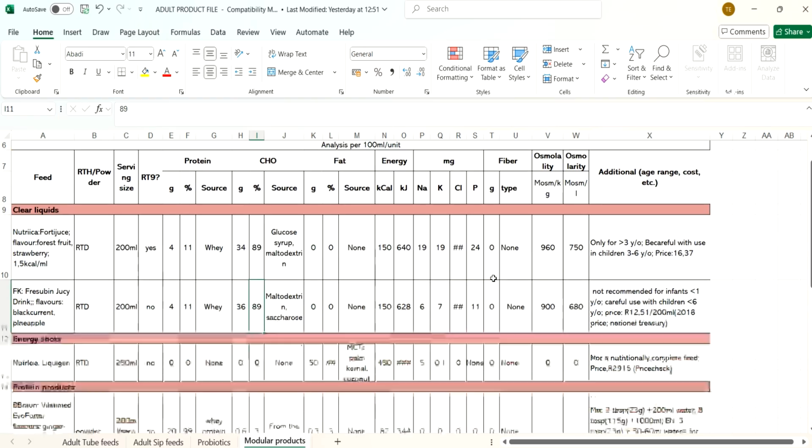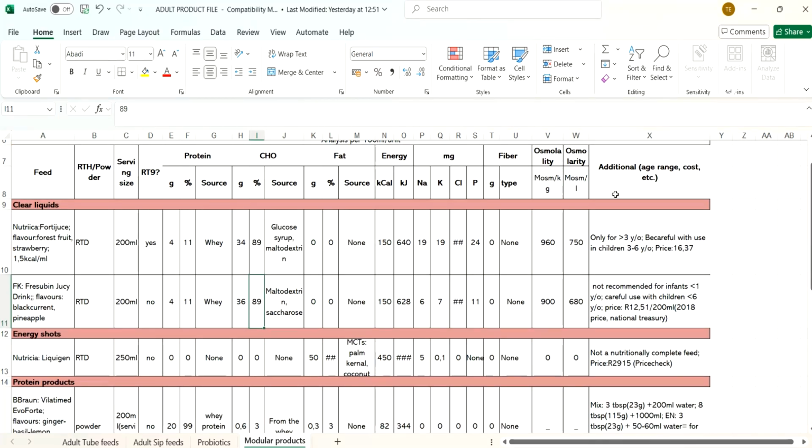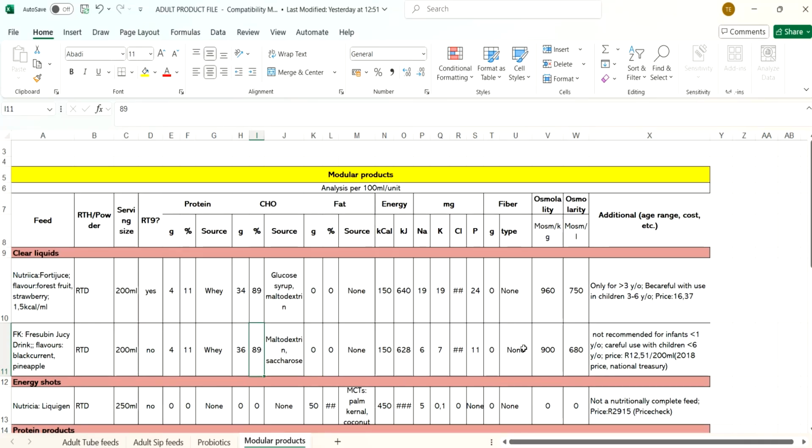So with the clear fluids, we have FortiJuice, Resvent Juicy, like commonly used products for example, for patients that are going for surgery. So we can use this a few hours prior to the surgery, just so that we limit the fasting times according to the ERAS protocol principles. Okay, so things like that. We can see that it doesn't contain any fat. Okay, that's why it's a clear fluid, right?